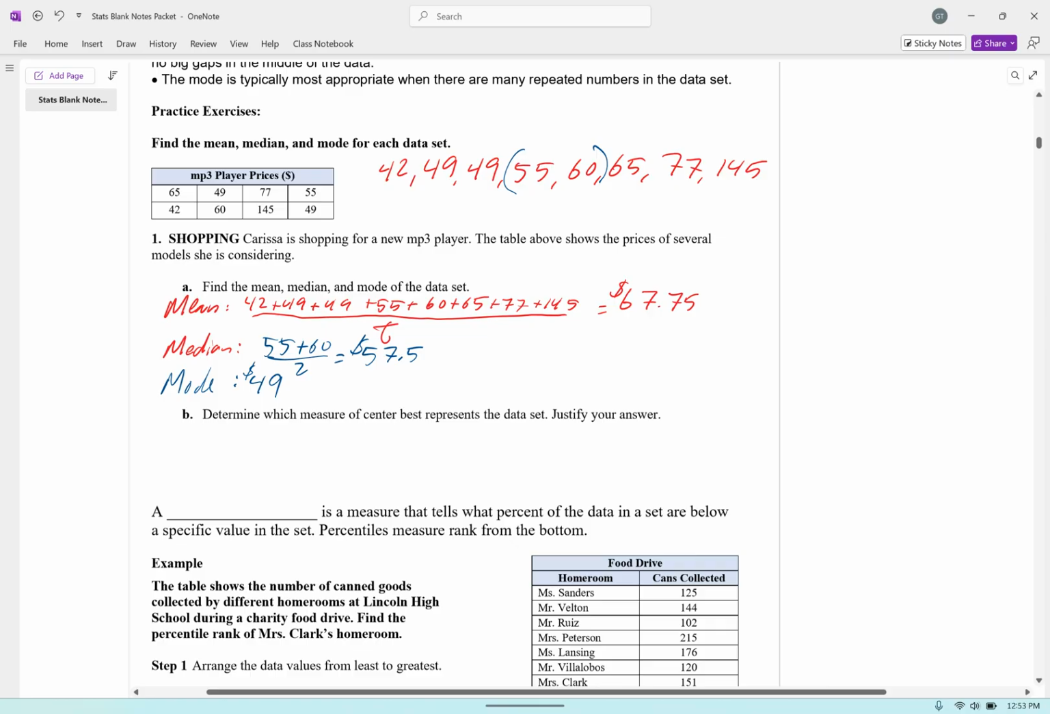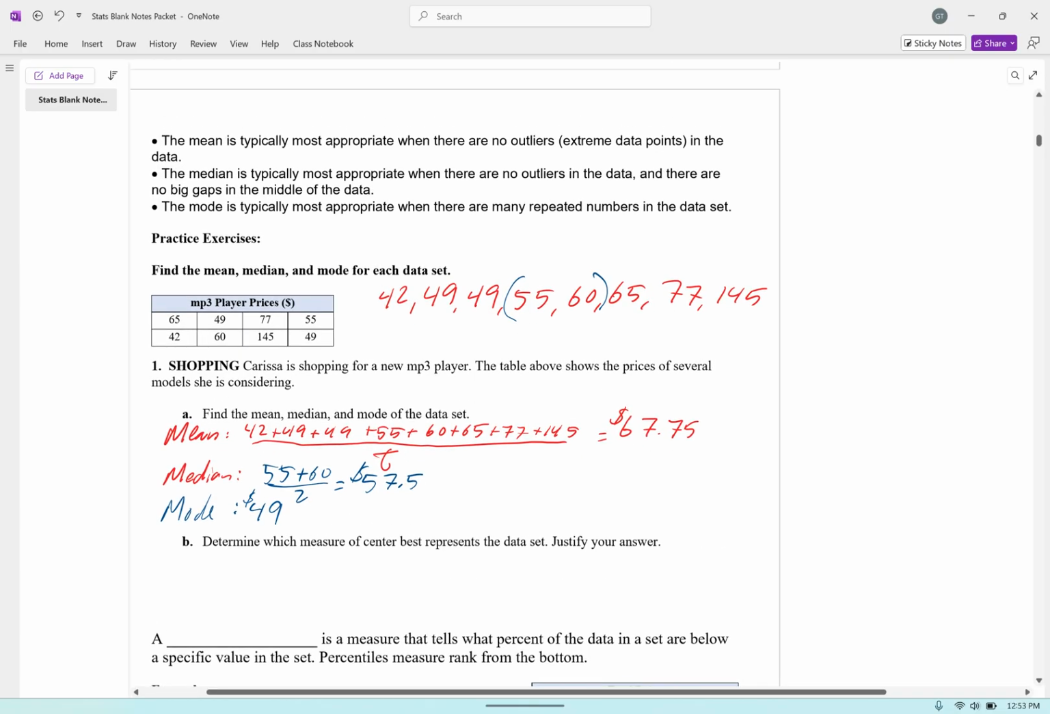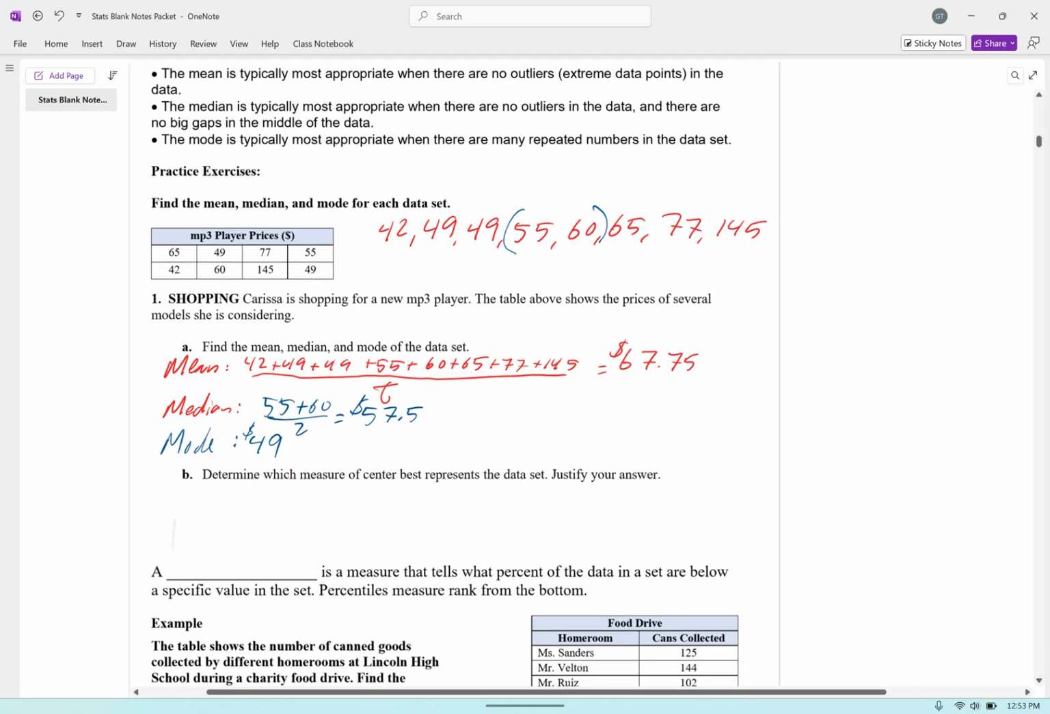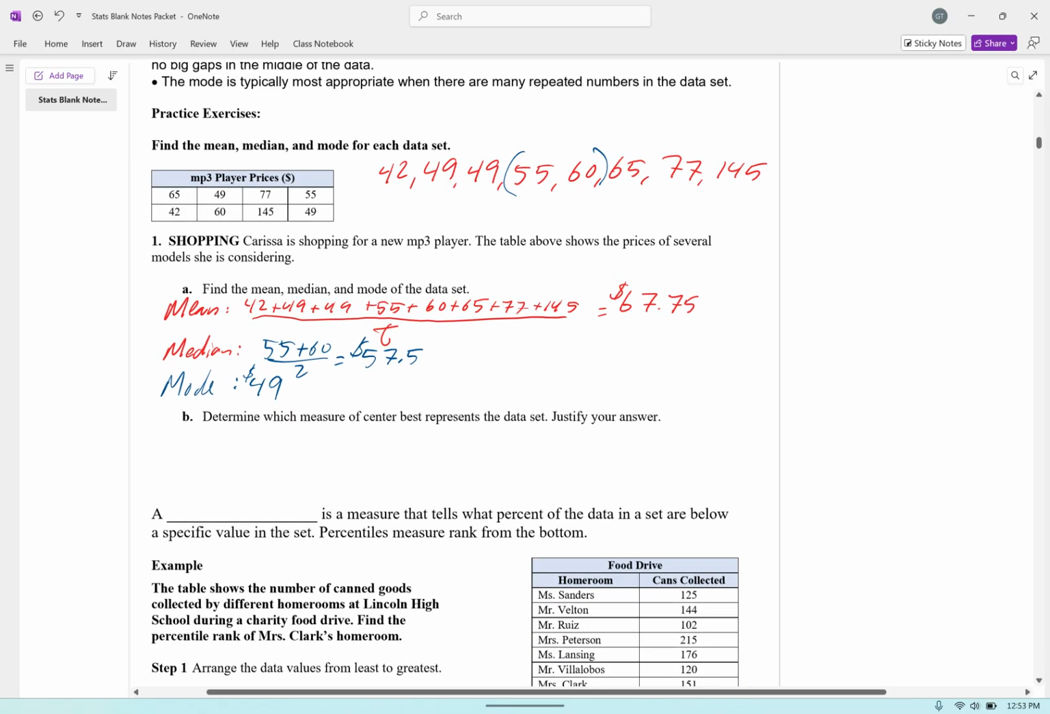Now this one isn't quite as clear as the others because there is some difference between all three values. There's not two that are really close to one another. And so what you can look at is these 3 bullet points to help you decide. Okay, but one of the challenges is there is an outlier. If you look at $145, that's twice as much as the next value to it. I would say that's an outlier.